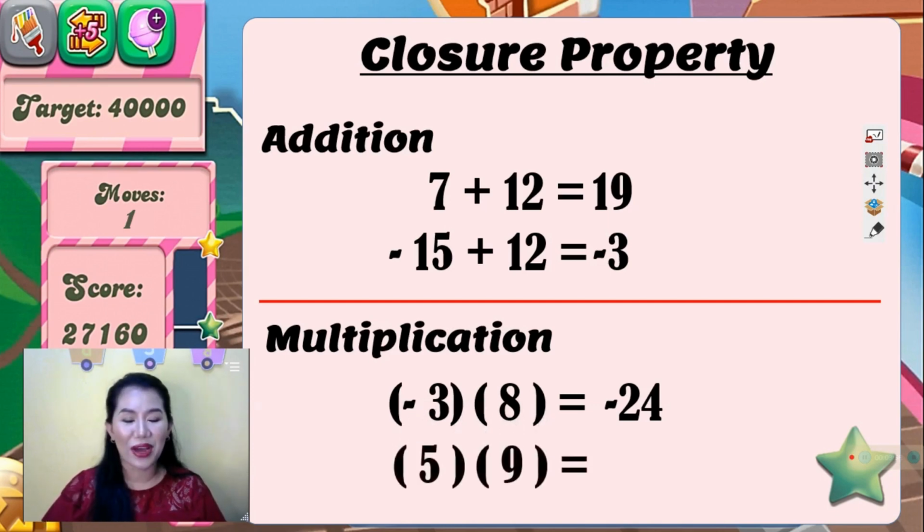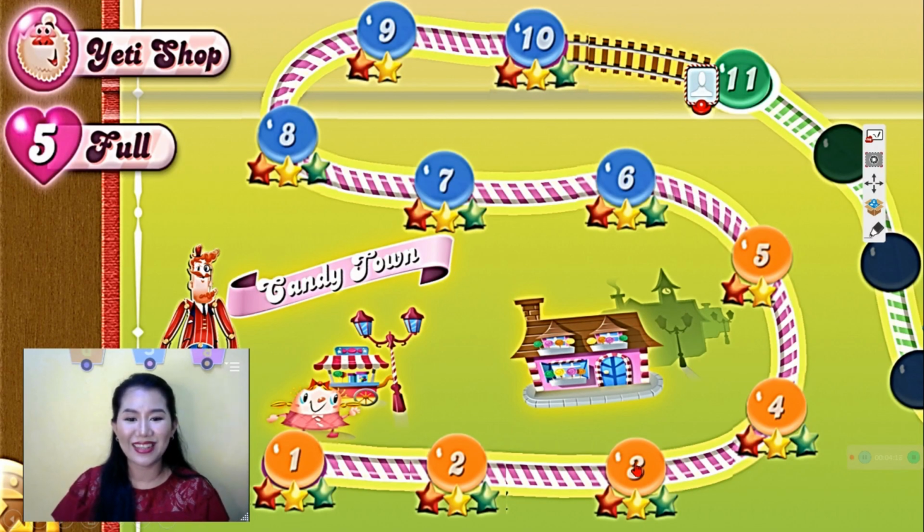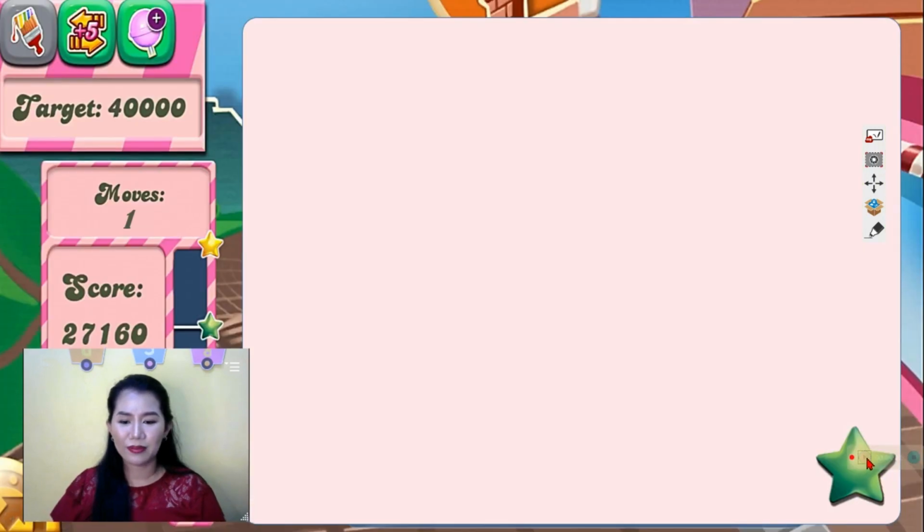Okay, another, 5 times 9. 5 is an integer, 9 is an integer, therefore, the final answer, which is 45, is also an integer. Okay, so I hope you get what it means by closure property. Okay, wonderful. Level completed. Let's go to level 3. Let's play.